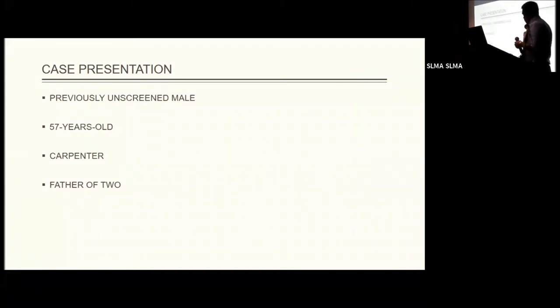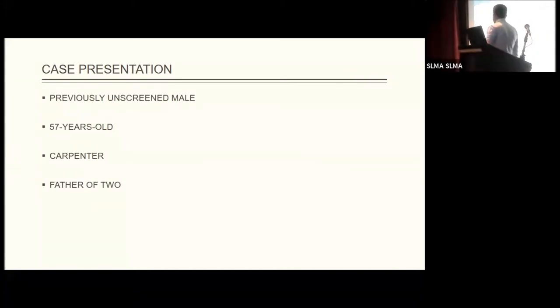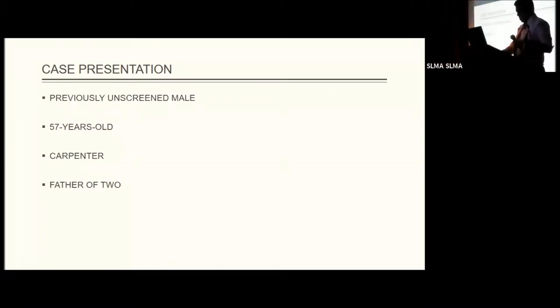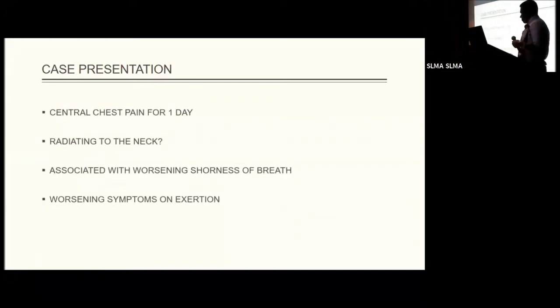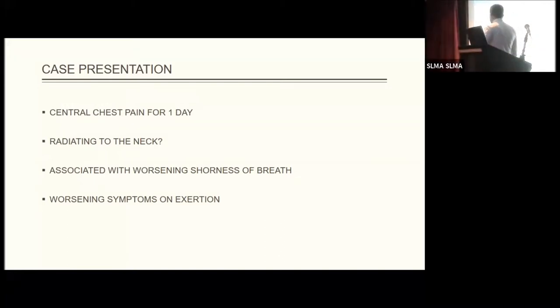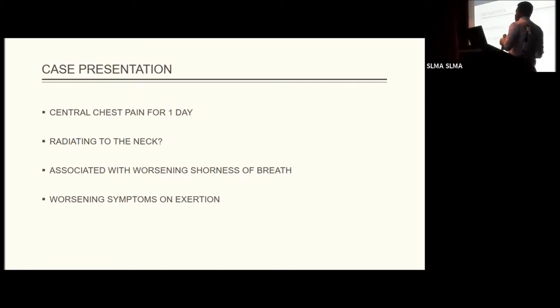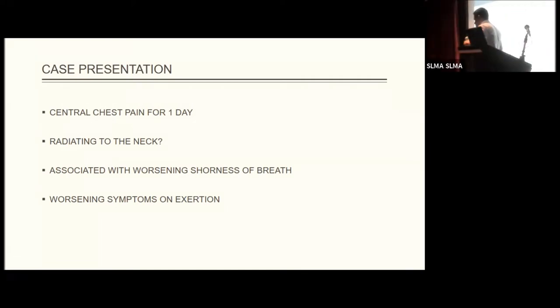So, this is a 57-year-old gentleman who came to us previously. He was a carpenter, father of two. He was a retired carpenter, actually. He couldn't work lately because he came to us with chest pain of 1 day duration radiating to the neck. He said he had a throbbing feeling in the neck, no radiation to the arms, but associated with shortness of breath that came on with exertion.